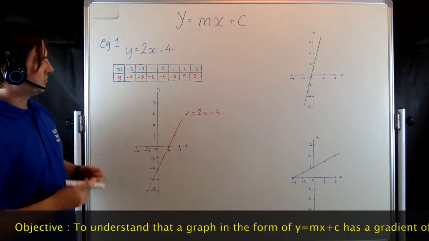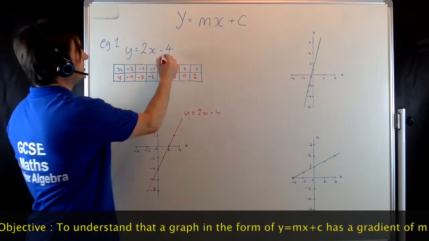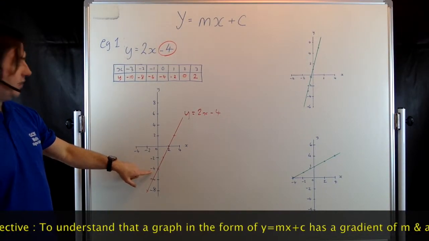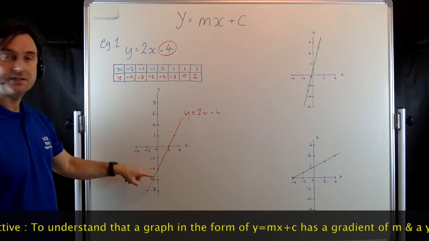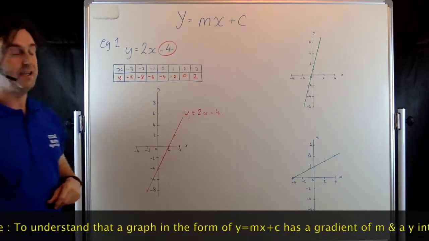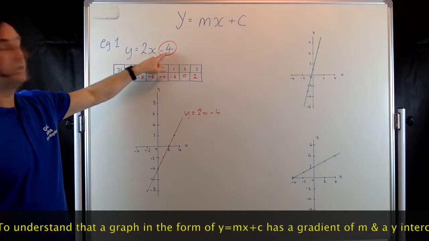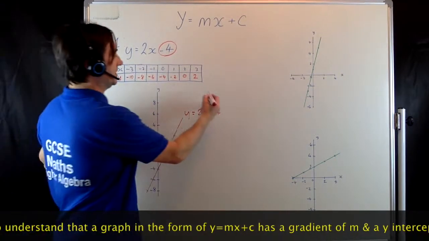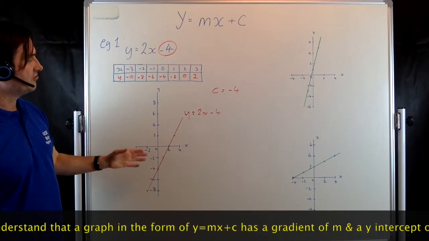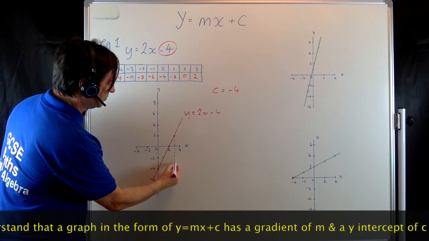Now let's have a look in a little bit more detail at what this graph actually shows us. The first thing we notice is that this -4 relates to the -4 here where my line cuts the y-axis. This is known as the y-intercept. And in our general format here, y equals mx plus c, the c is represented by the -4. So c would equal -4.